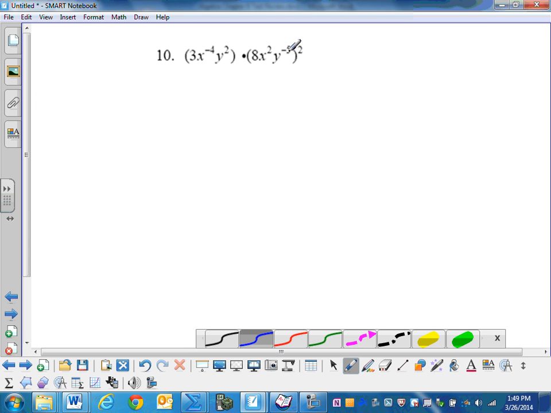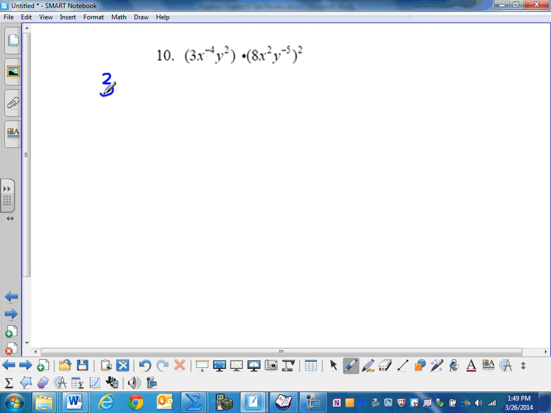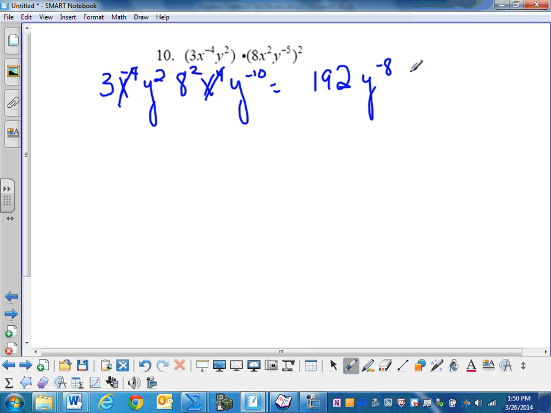Okay, we're going to rewrite this and raise the second one to the power. 3 x to the negative 4 y squared times 8 squared x to the 4 y to the negative 10. And that's going to equal 3 times 64, which is going to give me 192. And then the y's are going to cancel. And that's going to give me y to the negative 8. I know I said it's getting rid of the negative exponents, but in this case I could do it. So we're going to move that.